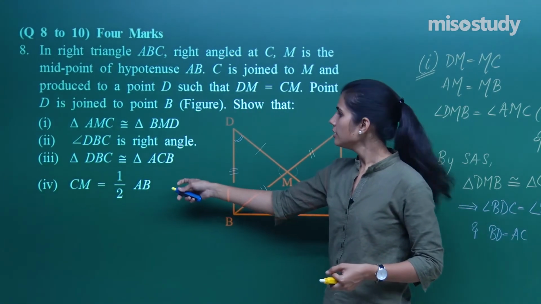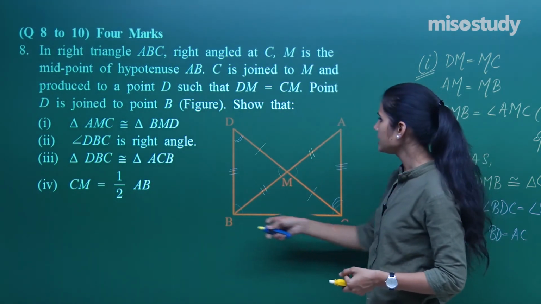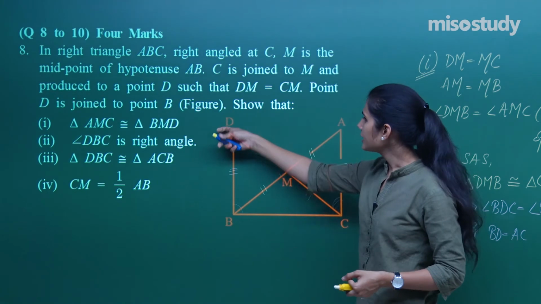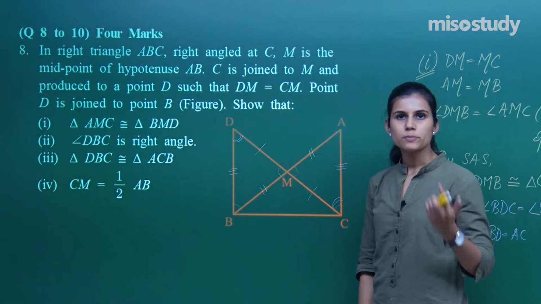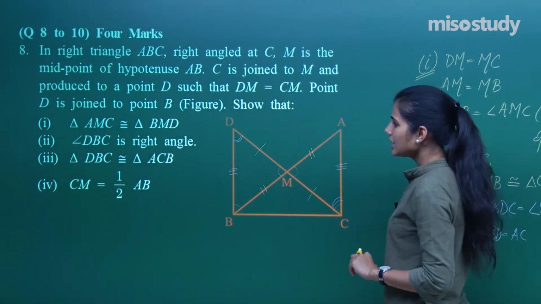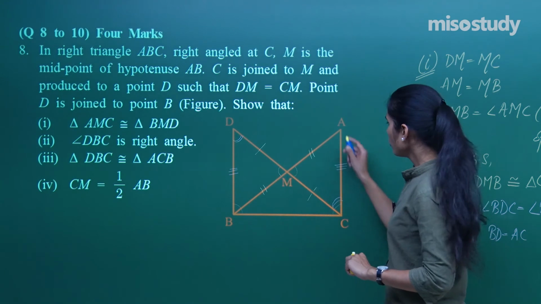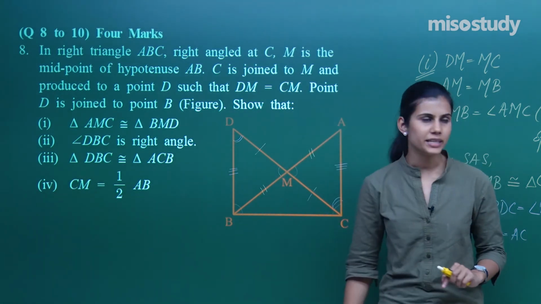I can say triangle ACB is congruent to triangle DBC, it's the same thing. The moment you know the correspondence between vertices, you can write the two triangles. After that, I have to show CM is half AB. The moment these two triangles are congruent, their corresponding parts are going to be equal.